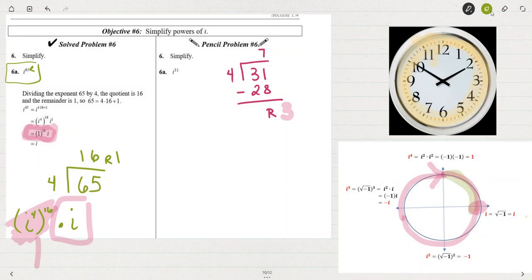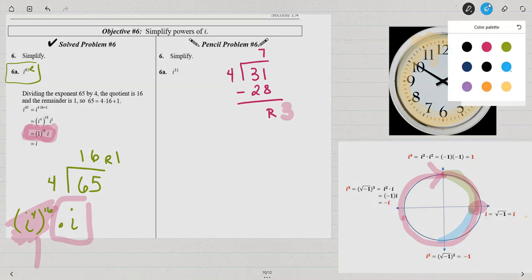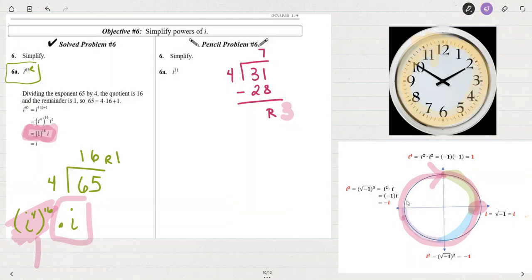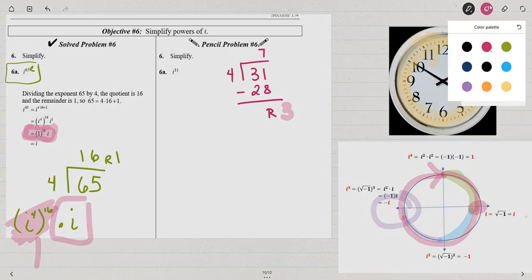1, 2, 3, and where do I land? I land at i cubed. So I could rewrite this.